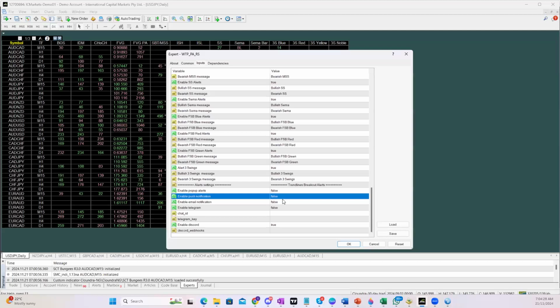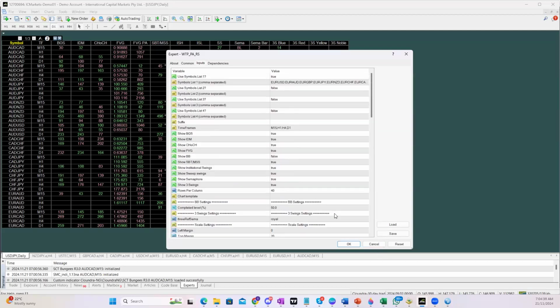If sometimes this mobile doesn't work, then you can also get an email alert. You can also get the pop-up on the screen as well. So this is what we got for these scanners, and you can set multiple time frames as you like. I normally don't go less than 15 minutes. So daily, 4 hour, 1 hour, 15 minutes is sufficient for me, but everybody has their own preferences.